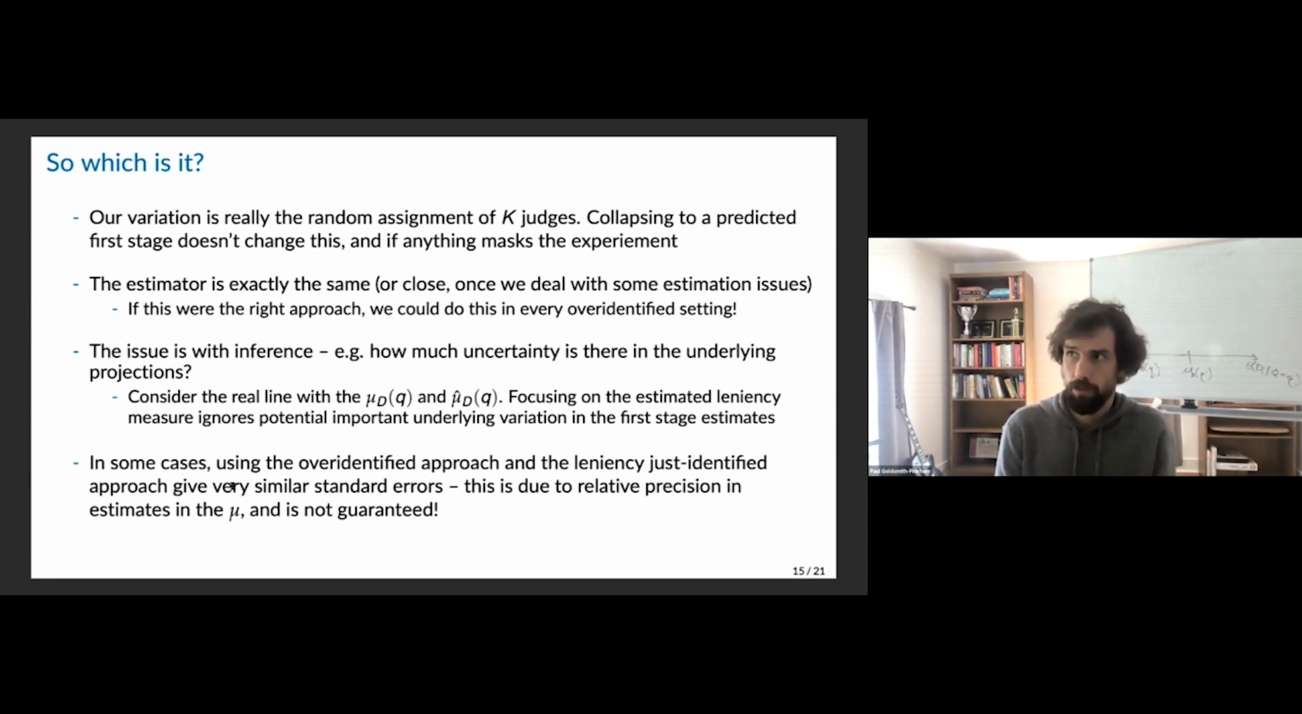So, the estimator is exactly the same. If this was the right approach, we could just do this in every over-identified setting. And trust me, you can. So the issue is with inference, basically how much uncertainty is there in the underlying projections? The point is that if you consider this point here, which is the first stage, remember that there's the true value of these mu's. So imagine now we have mu D, Q prime, Q prime prime. This is kind of the first stage that we'd like to use.